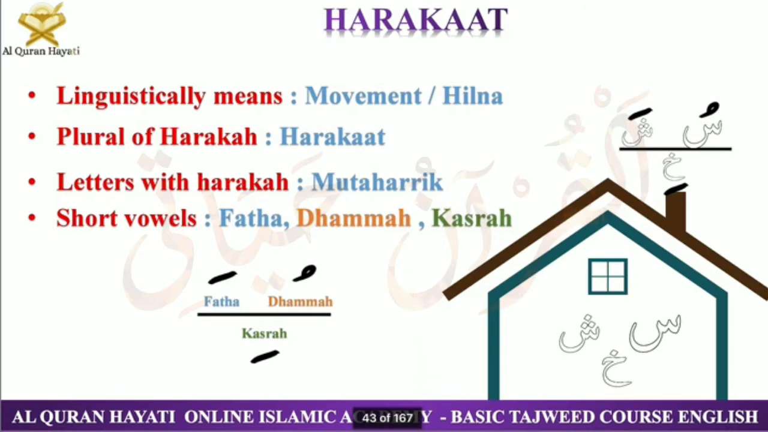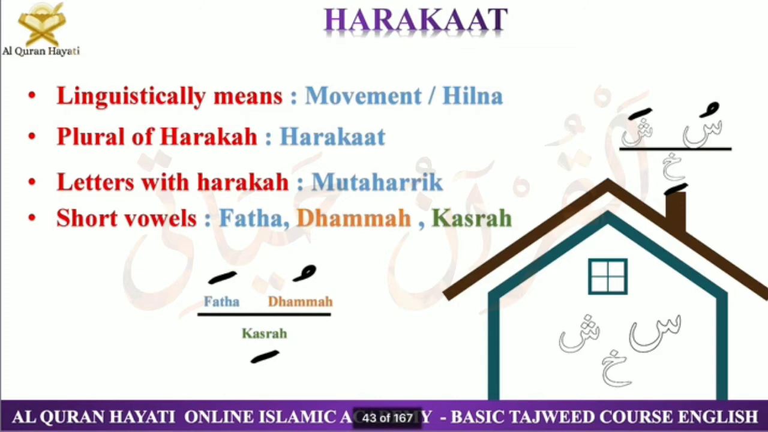Fine. And what is dhamma? Dhamma is just like the letter waw, but in a slanted position. Even that dhamma, that waw, is not in a straight position but in a slanted position. Okay, this is fatha, dhamma, kasra, and in the Indo-Pak version they are also called zabar, zair and pesh. This is zabar, this is zair and this is pesh. Or we'll call it fatha, dhamma, kasra.